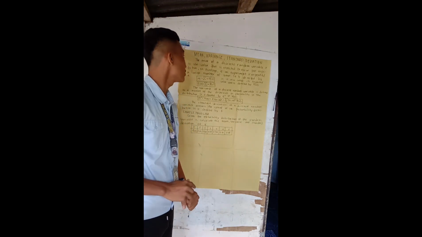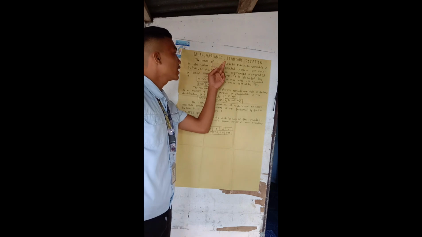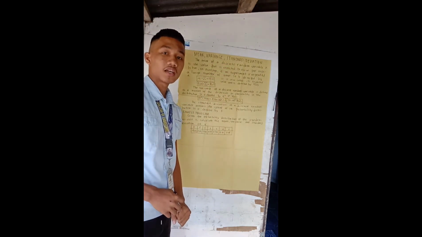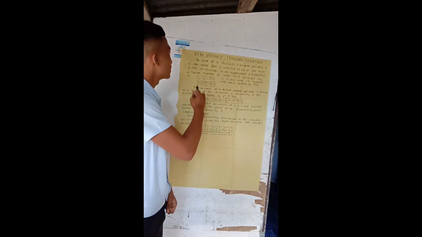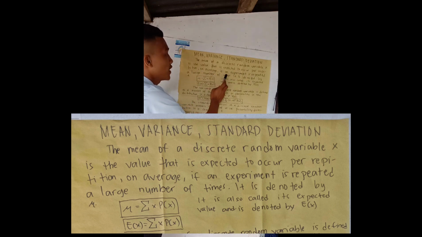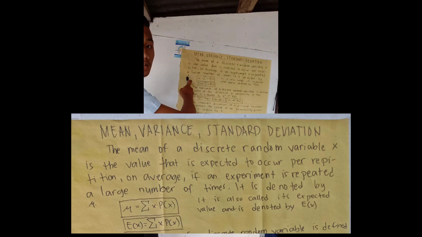And I am here to discuss the mean, variance, and standard deviation. So, before we start, let us define first the mean. The mean of a discrete random variable x is the value that is expected to occur per repetition on average if an experiment is repeated a large number of times. It is denoted by this symbol which is called mu.